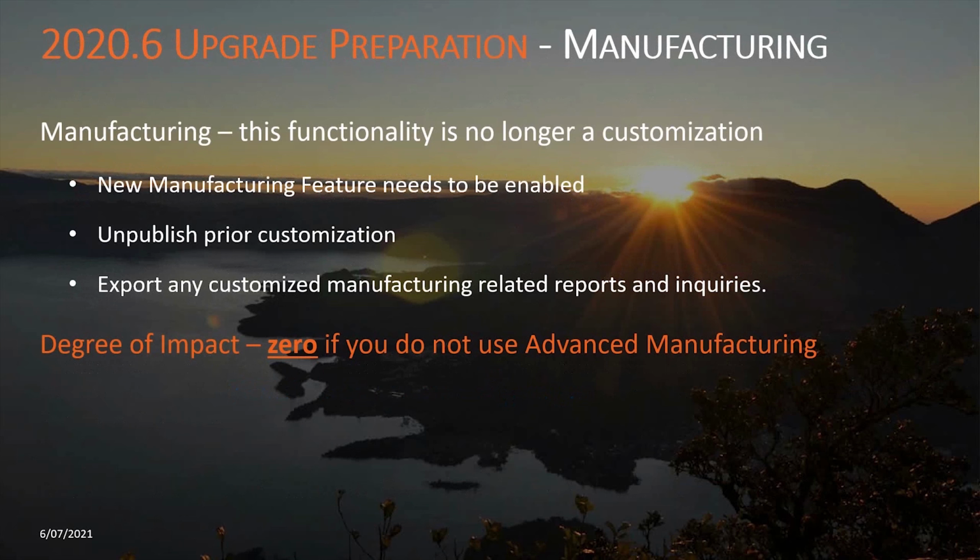Upgrade preparation. If you have manufacturing, the advanced manufacturing, and we only have a few recent clients that have that, then the manufacturing is no longer an add-in, it's embedded in the system, and thus what we need to do is unpublish the customization, export any related reports, and then import those reports when you upgrade. Now, the degree of impact, basically it's 0. If you're not using advanced manufacturing, no impact.